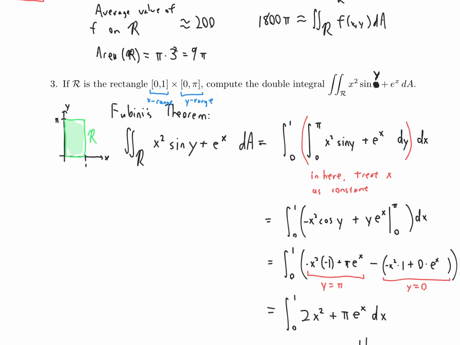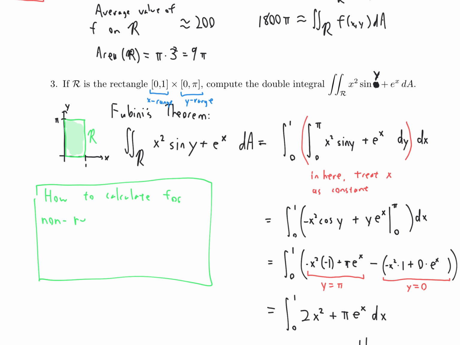So Fubini's theorem tells us how to do double integrals over rectangles, but there's a natural question. How do you calculate double integrals over regions that aren't rectangles? How to calculate double integrals over non-rectangles? And that's what we'll be spending the rest of today on.